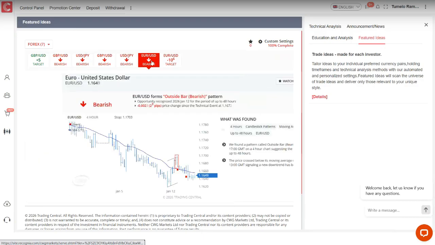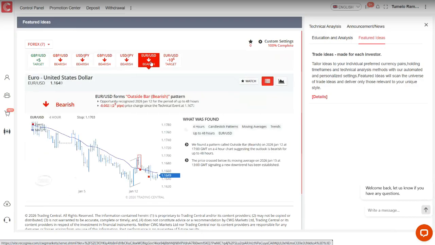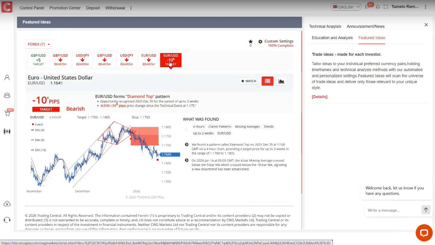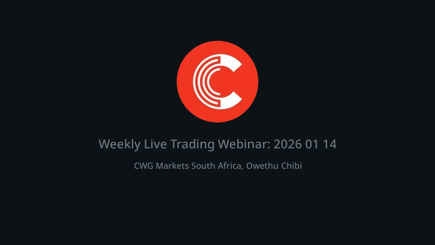So this is just a basic overview of how this Trade Central can help you to look for trading ideas for those of you that are having a hard time looking for opportunities to capitalize on in the market. And this is found on your CWG Markets client zone area. So that is just a basic overview of the client zone itself. Hopefully you did learn something from that.